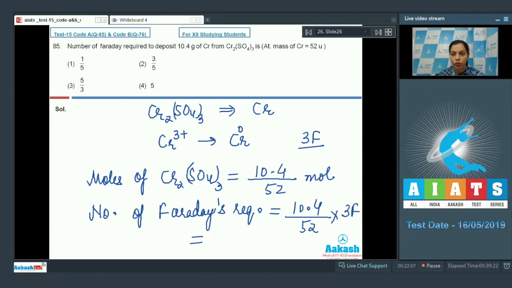So on solving you will find that the total number of Faraday is 3 by 5. If you solve this you will find it out. And if these are the number of Faraday required, we can easily choose option 2 as my correct answer. I hope this question is also clear to you. Let's take the next question.